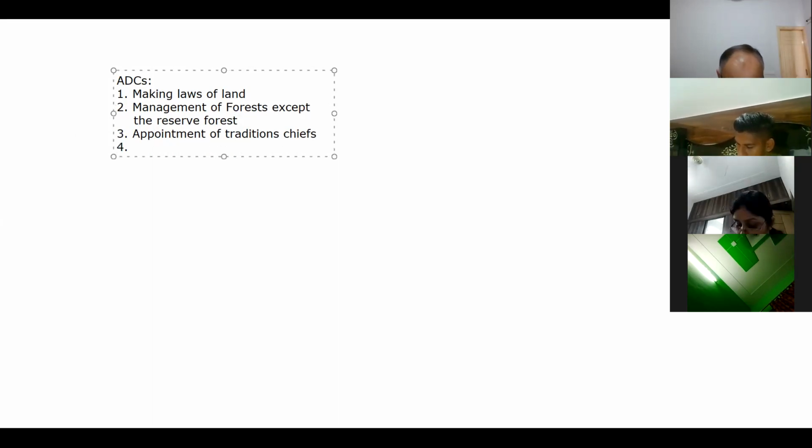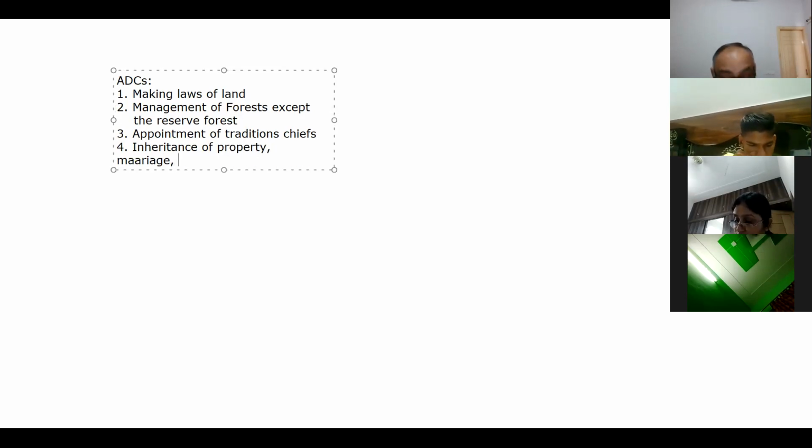And तीसरा है appointment of traditional chiefs. अपने जो chief हैं वो उनको appoint करती है. Right, appointment of traditional chiefs, headmen जो हैं उनको ये appoint करते हैं. Right, and then all matters related with the inheritance of property, marriage, divorce, and social customs, etc. Those are taken care of, or addressed by the autonomous district councils.